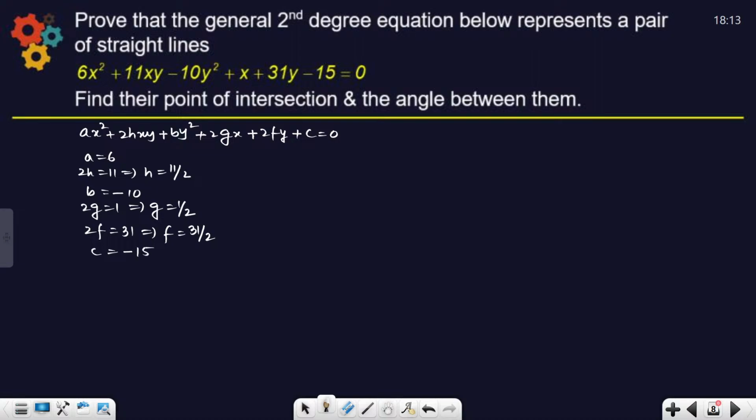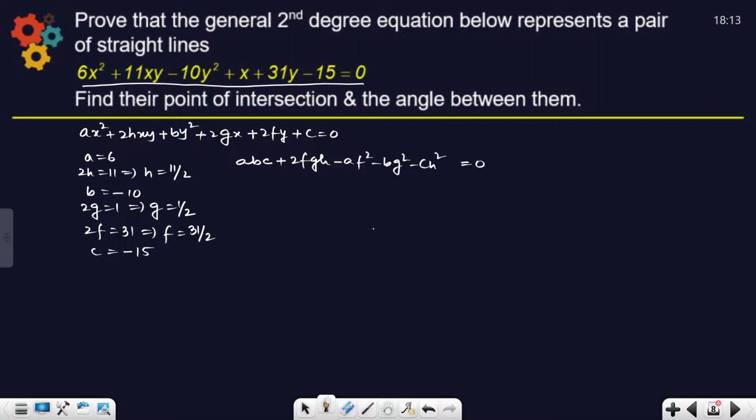So you know all those values. So simply all you do is put this in this condition, 2FGH minus AF square minus BG square minus CH square. So you simply put all those values here. You will find that it is coming to 0. So that implies that this equation which is given to us represents a pair of straight lines.